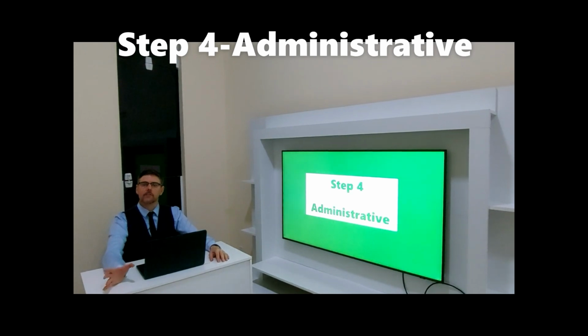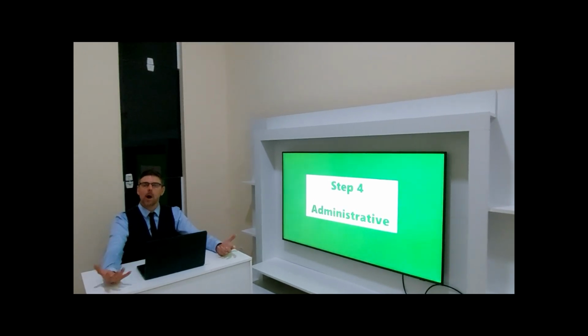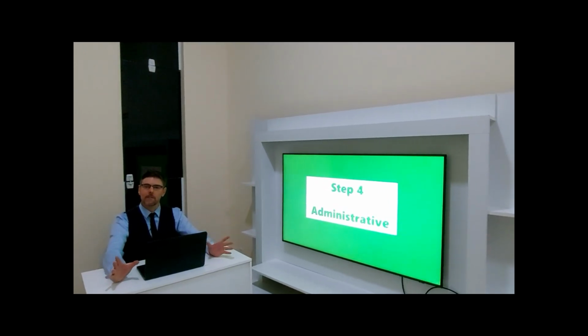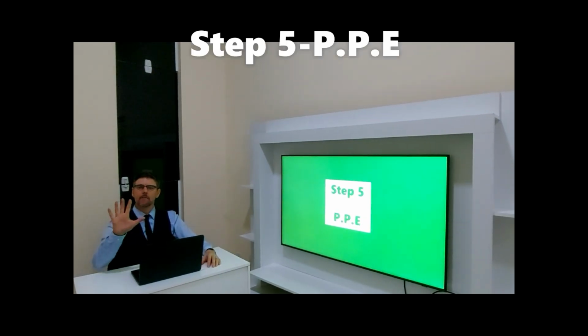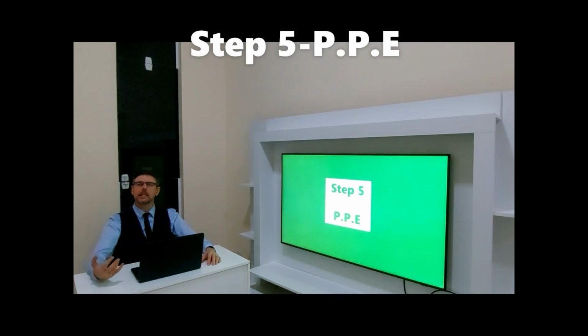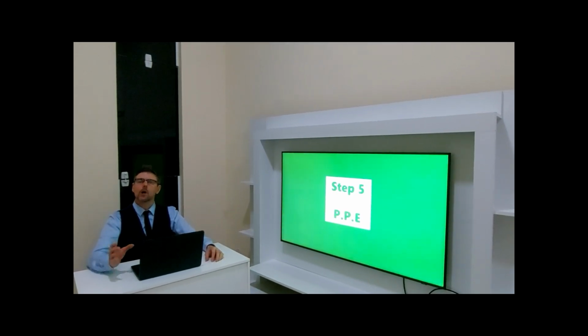Step number 4, administrative. Sometimes it's not cost effective. An example would be a robotic arm. Use what is relevant inside your workplace. And finally, step number 5, PPE, personal protective equipment.